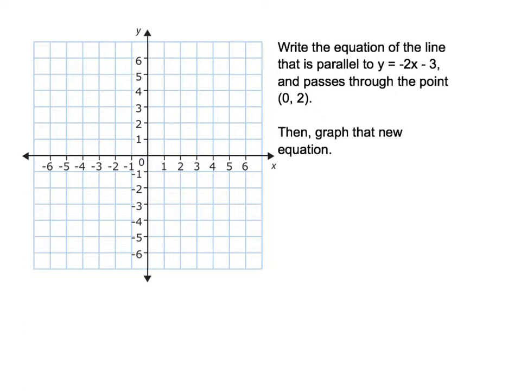All right, so next we're going to mix it up just a little bit. And so what we're going to do here is we're going to write the equation of a line, okay? But it's the equation of the line that's parallel to y equals negative 2x minus 3, but this new line passes through the point (0, 2), okay? So it's parallel to this line, but the new line has to pass through that point, and then we're going to graph it. So let's remember back to 8.5.